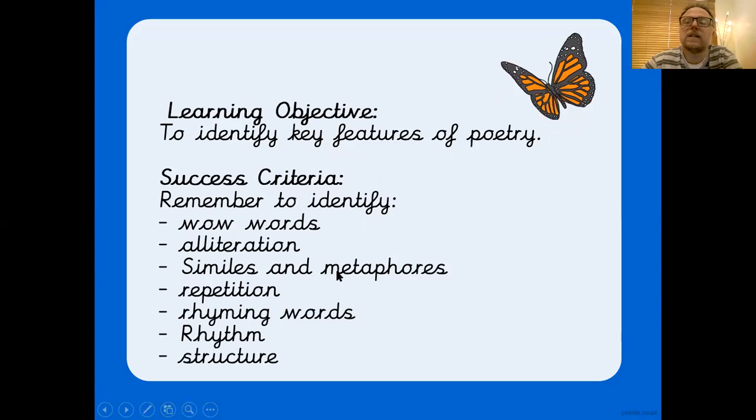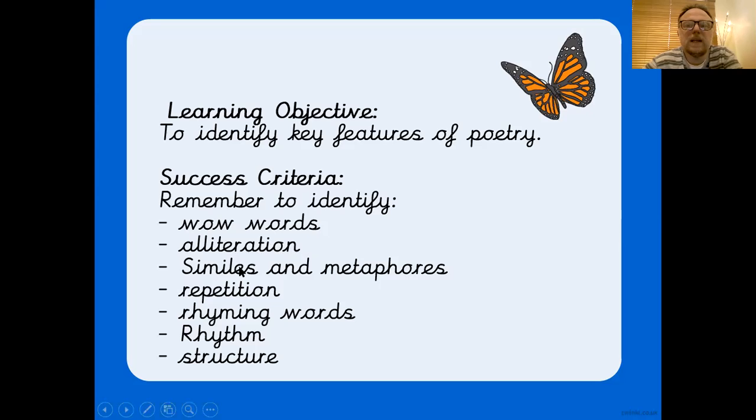Let's have a look at the other things on this list and see some of the other things you picked. So wow words, really well chosen words. A poem doesn't have to be super long, it just has to be just the right words that you've really thought about. The word here is alliteration. I wonder if you can remember what that is, but we're going to come to that on a slide shortly.